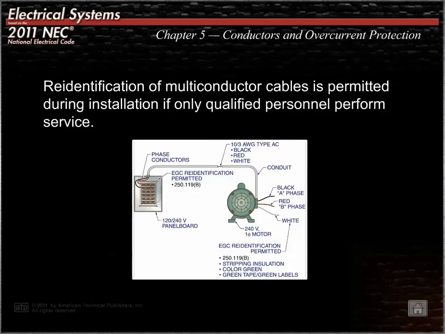Section 250.119(A) permits re-identification of the equipment grounding conductors, number 4 and larger, at the time of installation by a permanent means such as stripping the insulation or covering from the exposed conductor, coloring the exposed insulation or covering green, or marking the exposed covering or insulation with green tape or green labels. Section 250.119(B) permits similar methods of re-identification for multiconductor cables provided the conditions of maintenance ensure that only qualified personnel service the installation.